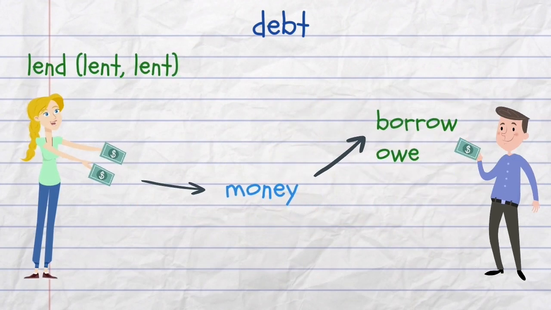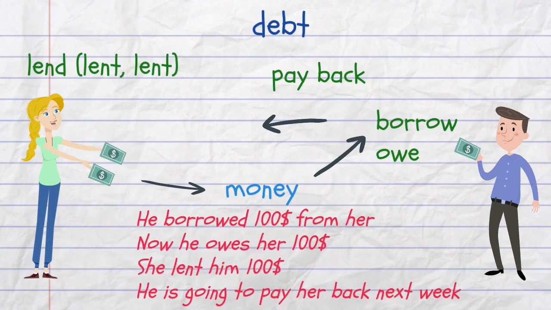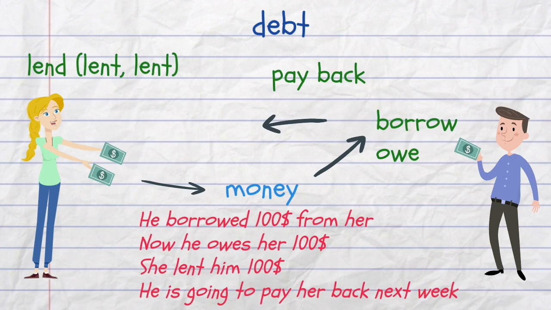So let's talk about debt or borrowing. If you need money, you can borrow it from your friend. So your friend in this case lends money to you. You owe this money for a certain period of time and then you pay it back. For example, he borrowed $100 from her. Now he owes her $100. She lent him $100. He's going to pay her back next week.